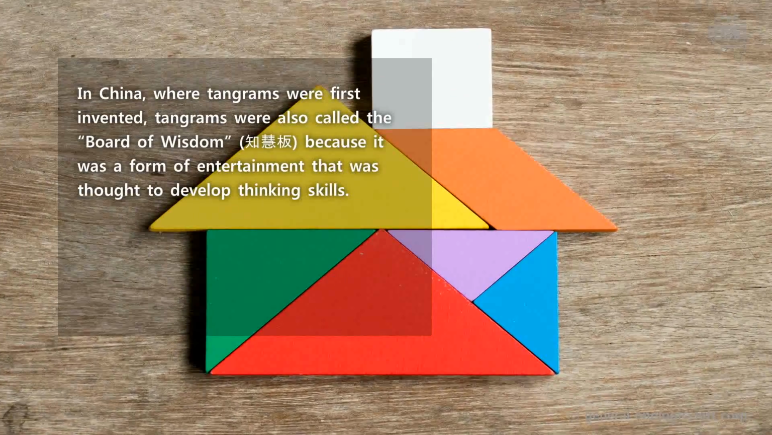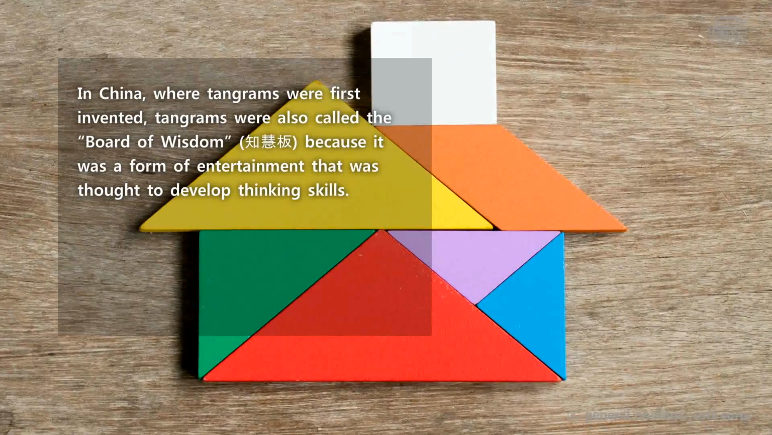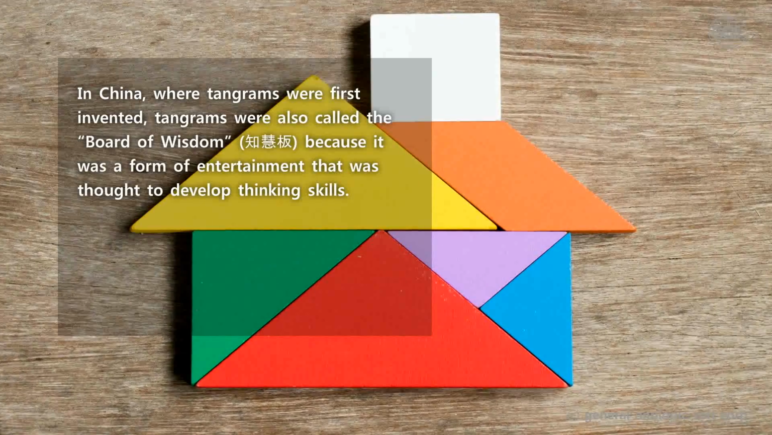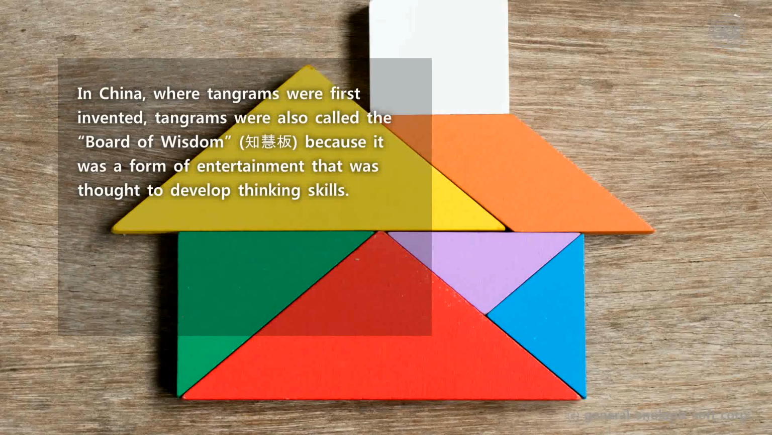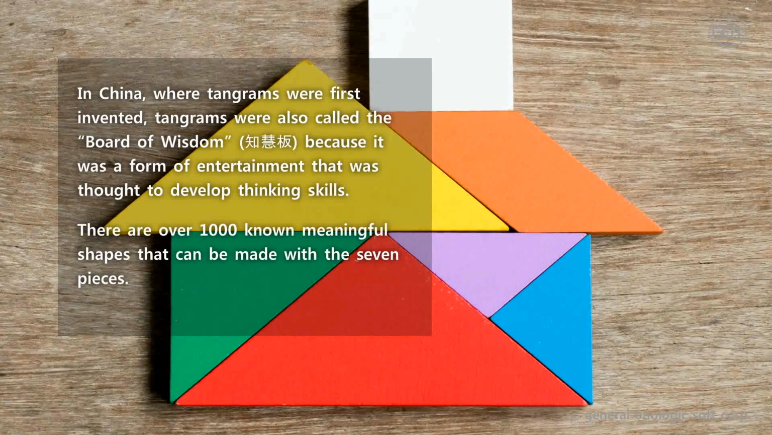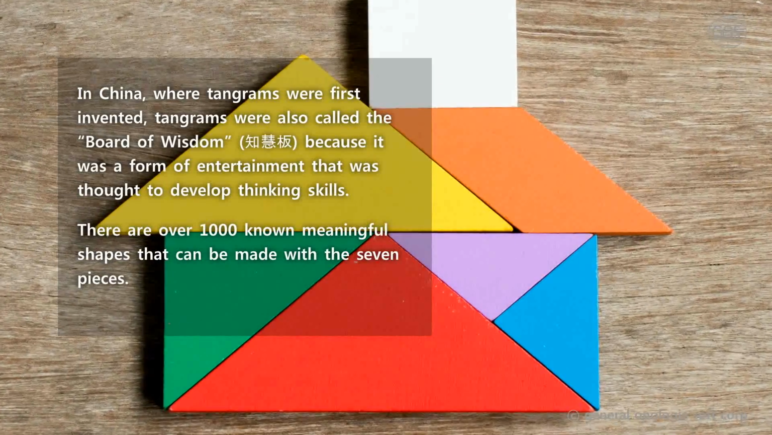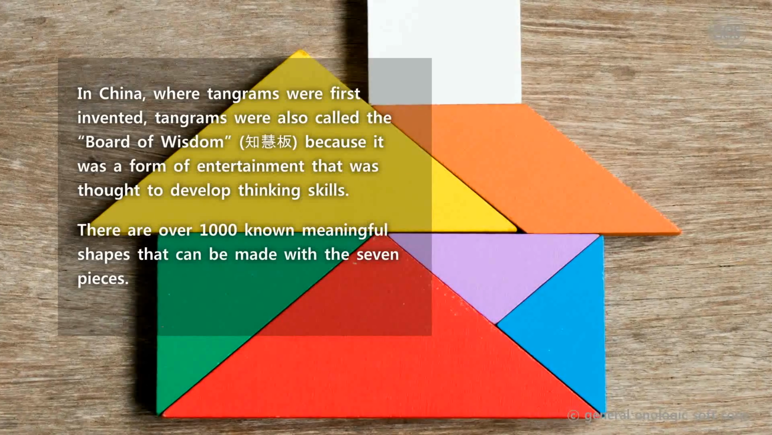In China, where tangrams were first invented, tangrams were also called the board of wisdom, because it was a form of entertainment that was thought to develop thinking skills. There are over 1,000 known meaningful shapes that can be made with the 7 pieces.